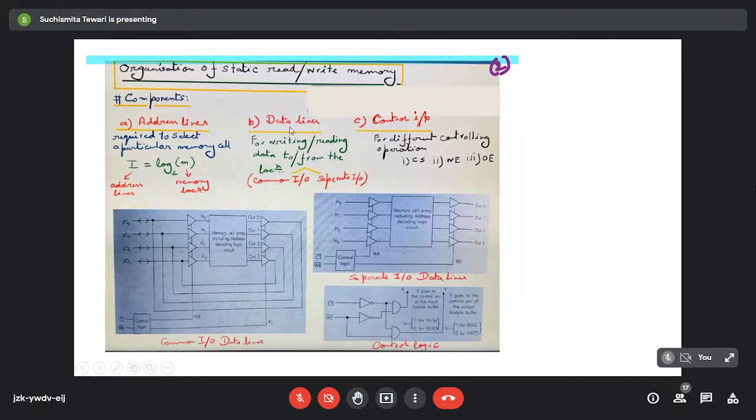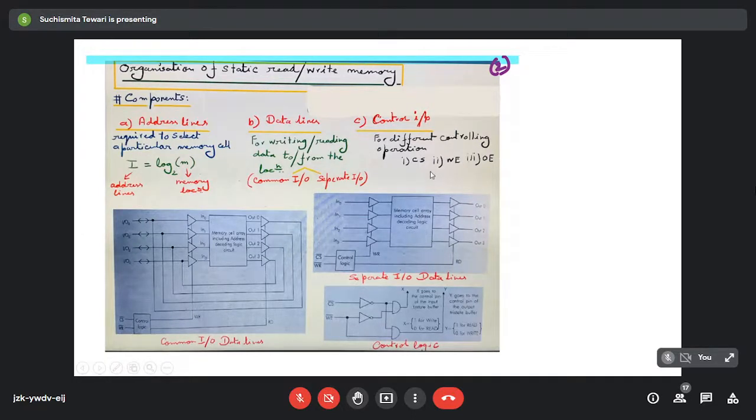Now what are data lines? Obviously from this term you can say that they are the lines through which the data is traveling, either the retrieved data or the data which is to be written in that particular memory cell. And then comes control input. Why do we need these control inputs? There are three types. One is CS, another one is WE, another one is OE.